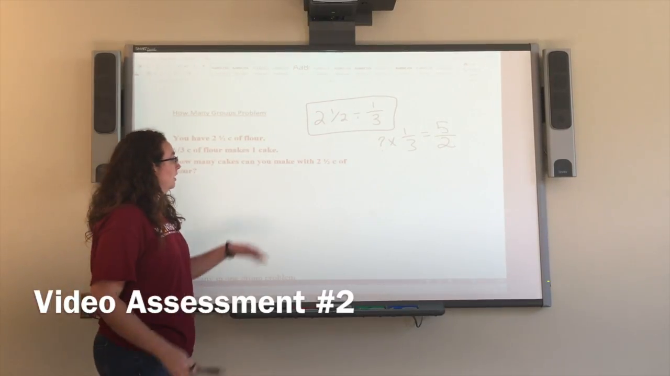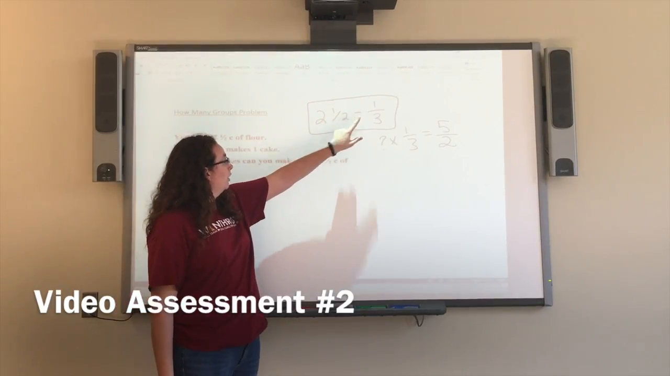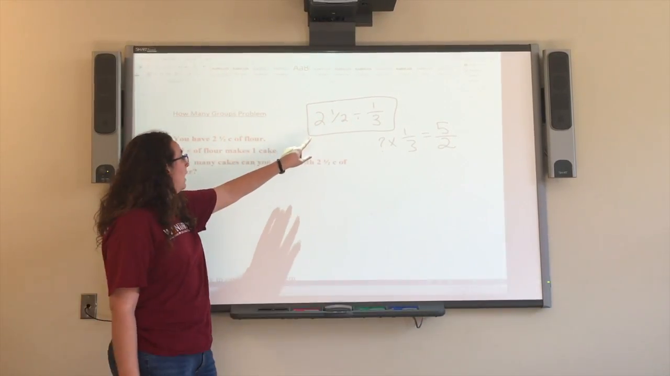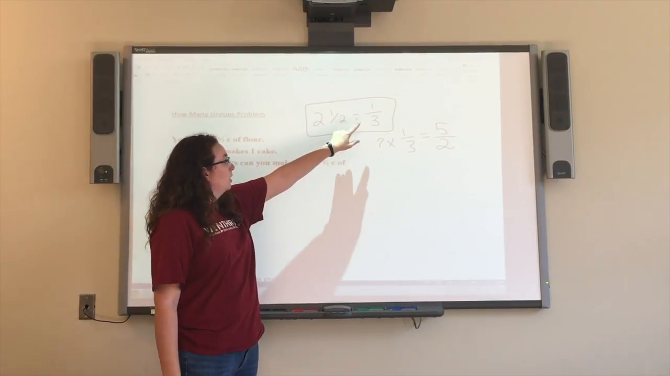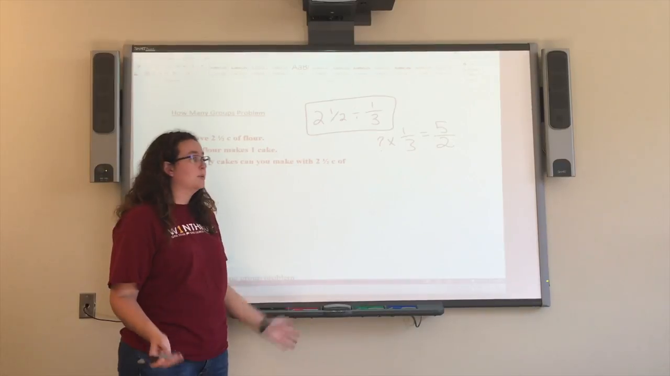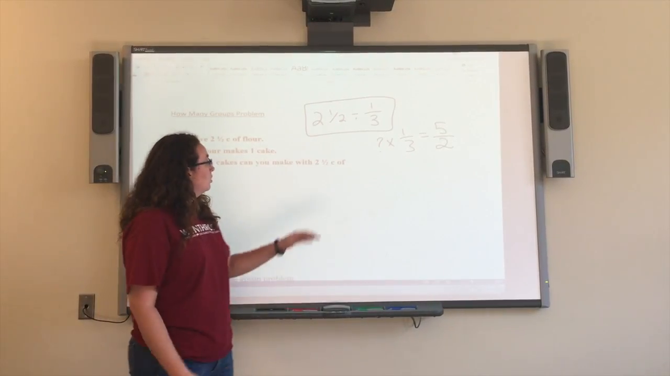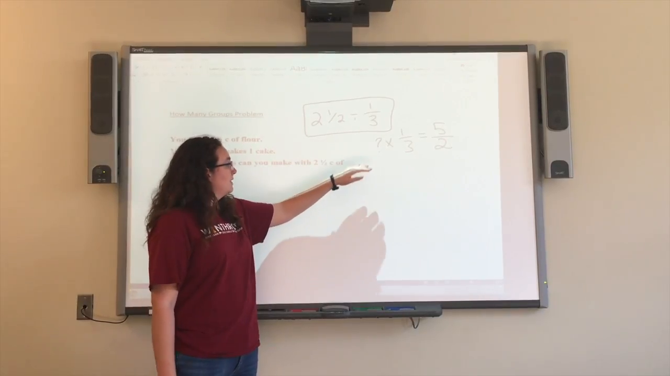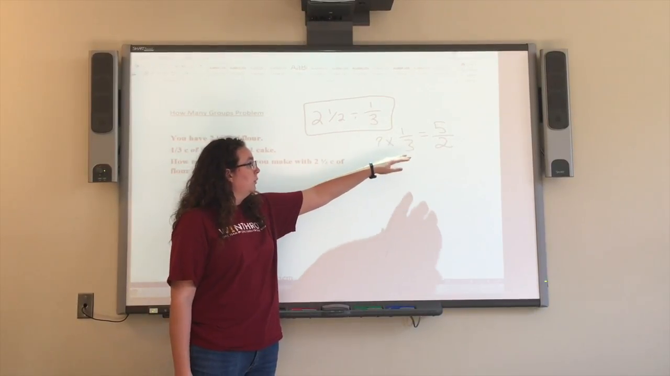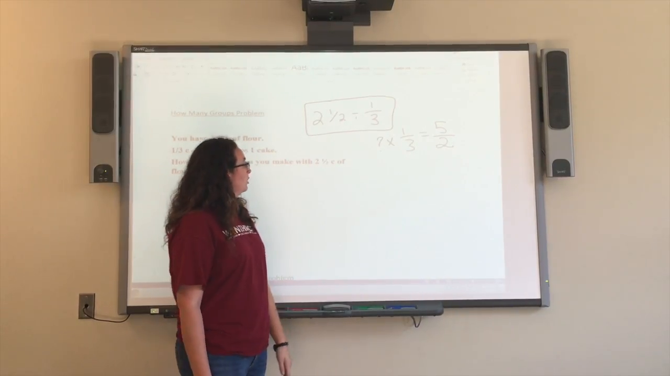So our problem is going to look like this. We're going to have our mixed number, which is 2½ divided by 1/3, because we have 2½ cups of flour, and we know that 1/3 of a cup of flour makes 1 cake. So we're trying to find out how many cakes we can make with 2½ cups. This is also the same as saying question mark times 1/3 equals 2½, which I just turned into an improper fraction, and it's 5/2.